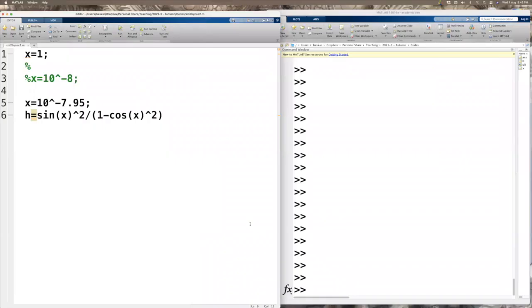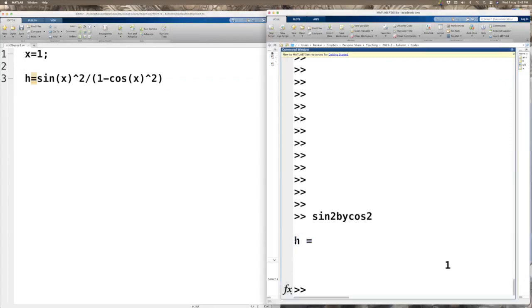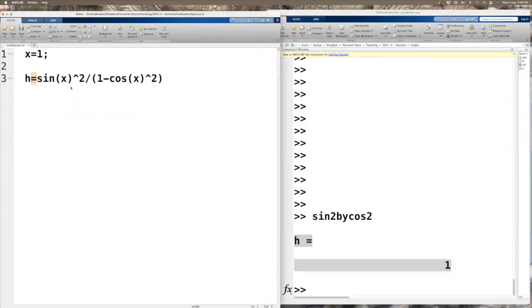I'm using Matlab. You can use any computing software that you are comfortable with. Let me first take x is equal to 1 and evaluate the function h is equal to sine square divided by 1 minus cos square. So you can see the output on this command window on the right of the screen. When you evaluate the function at x equal to 1, you can see that h, as expected, is given by 1.